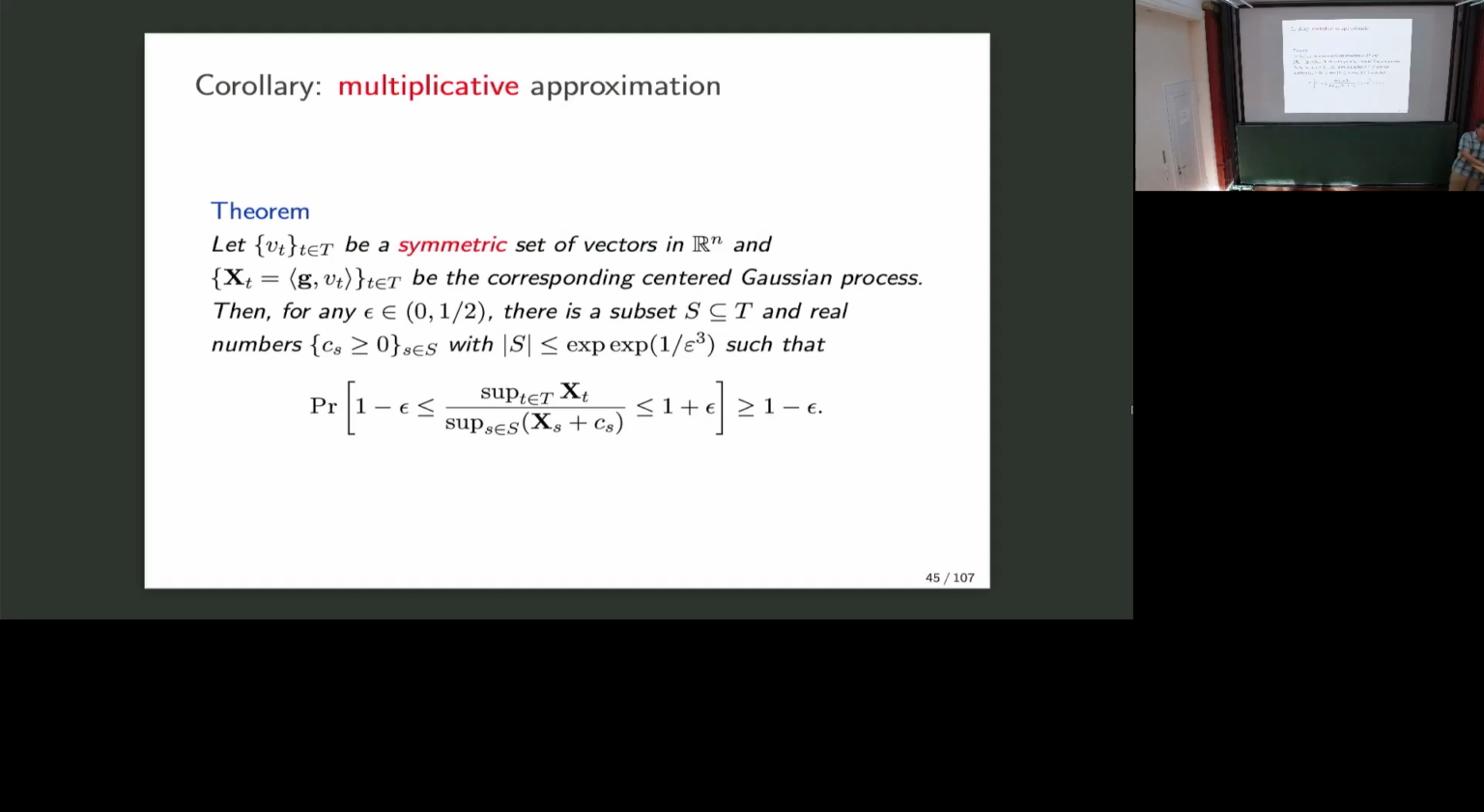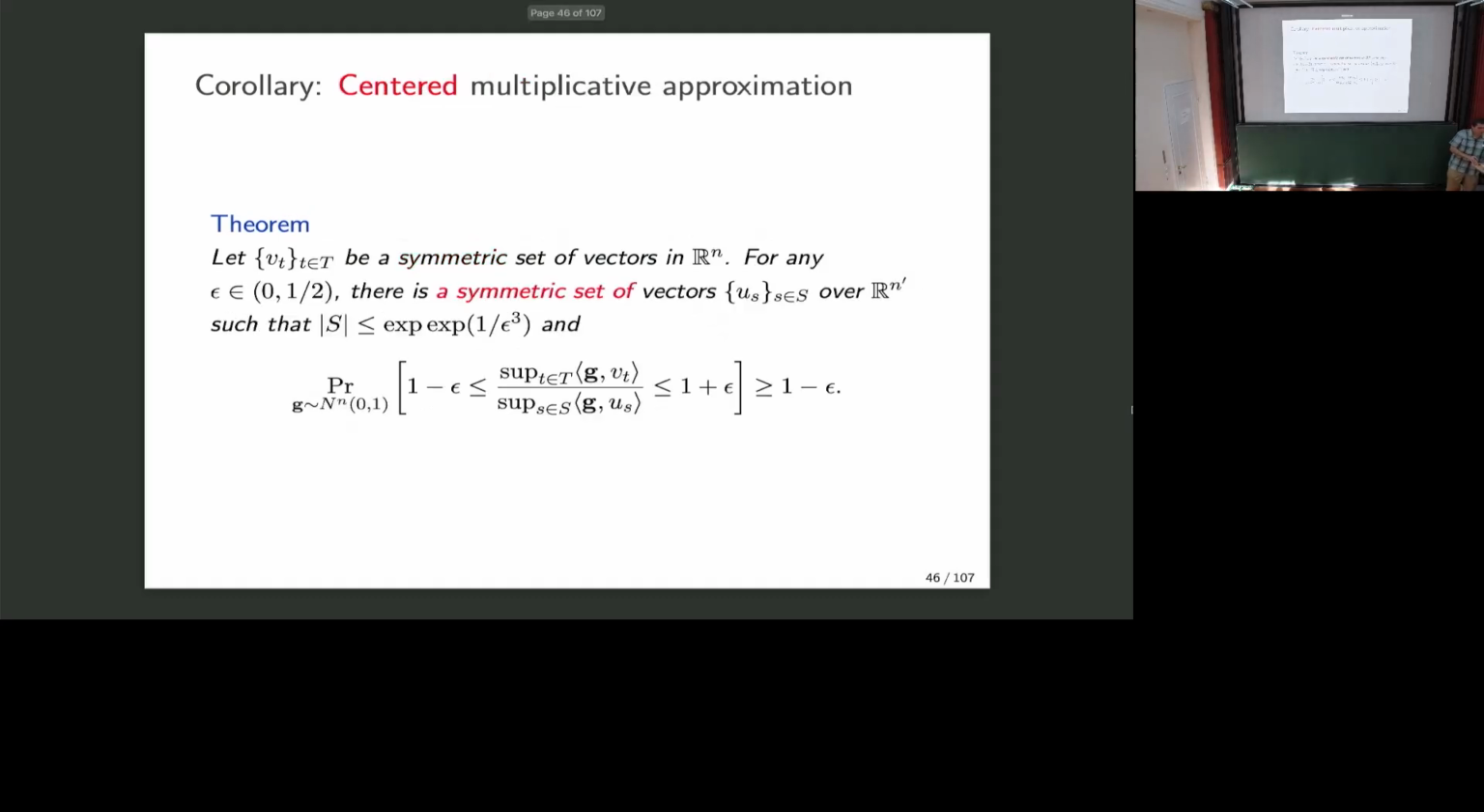Okay, so we can get multiplicative approximation in the case where the underlying process is symmetric. We can also change things and get a centered approximation in the symmetric case. So again, I'm assuming that the underlying set of vectors is symmetric. I'll now give you a symmetric set of vectors, and you notice that now this Gaussian process that I'm using for my approximation is centered. It no longer has these constants.